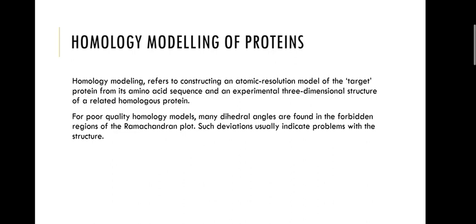Homology modeling refers to constructing an atomic resolution model of a protein from its amino acid sequence and an experimental 3D structure of a related homologous protein. For a poor quality homology model, many dihedral angles are found in the forbidden region of the Ramachandran plot. Such deviations indicate problems with the protein structure.